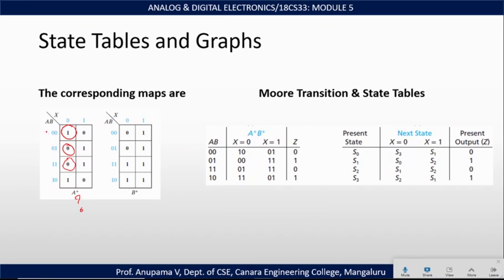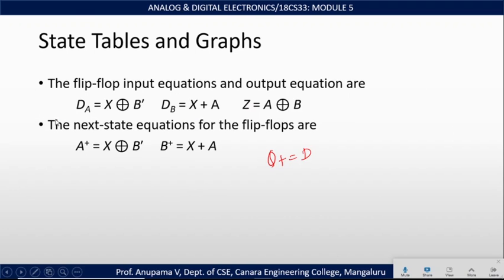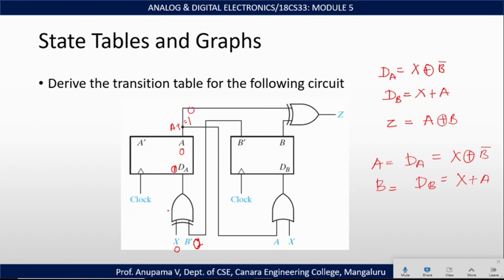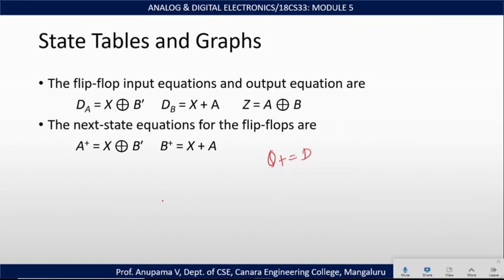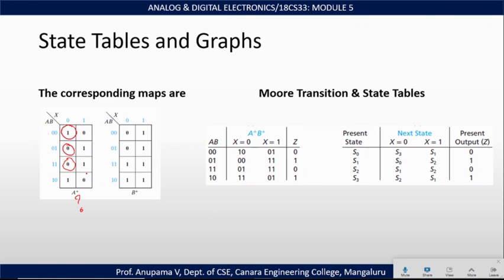Similarly, when a is 0, a is 1, b is 1, x is 0, what will be the A plus value? You can directly use the equation. What is A plus? A plus is nothing but x XOR b bar. Now the current input is a is 1 and b is 1. What is b bar? B bar will be 0 and x is 0. 0 XOR 0 is 0.